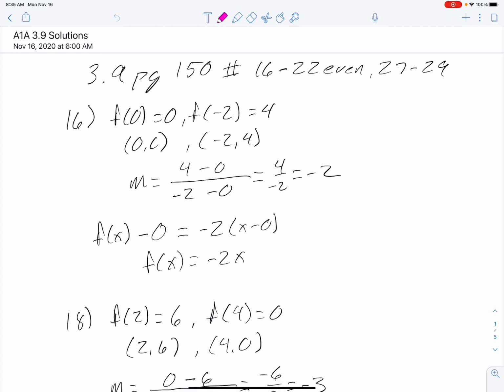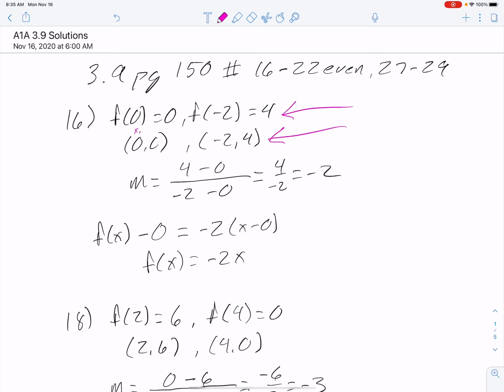All right, here's the homework video for 3.9, function notation. So in 16 through 22, they give us several points. They just don't list them as ordered pairs. So whether or not you take the time to rewrite it as an ordered pair is up to you. I took the time to rewrite them as ordered pairs.